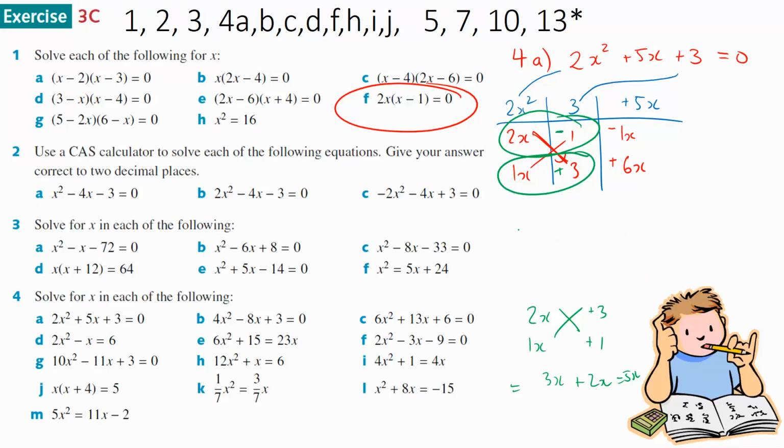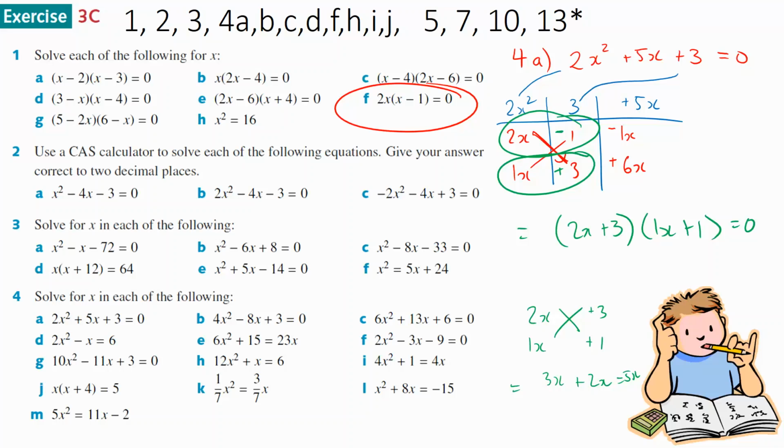It should actually be bracket 2x plus 3 and 1x plus 1 equals 0. Does that make sense? It's a bit confusing. I'll do it again. I'll do it over here. Okay? Where's the... Here we go.